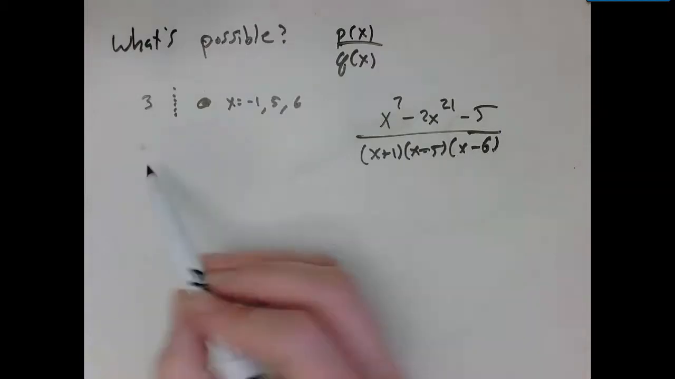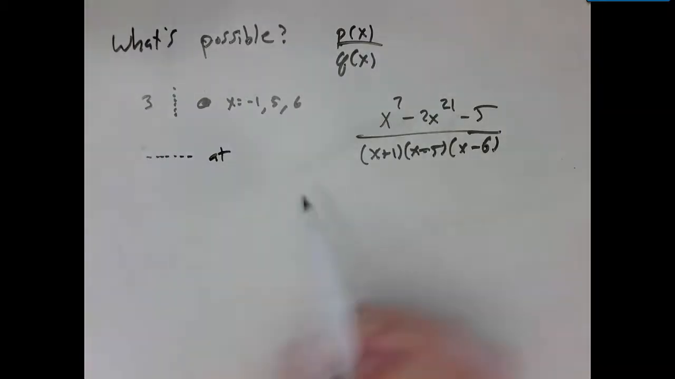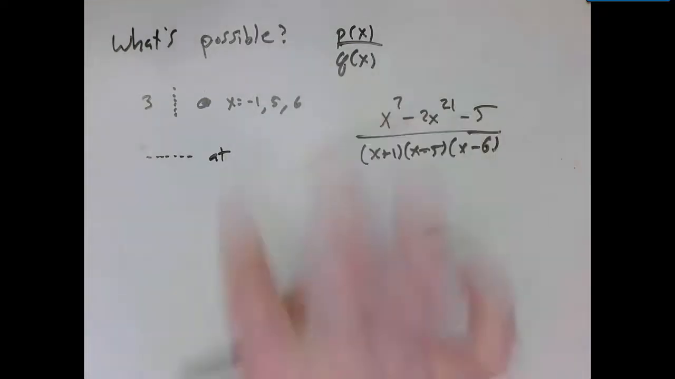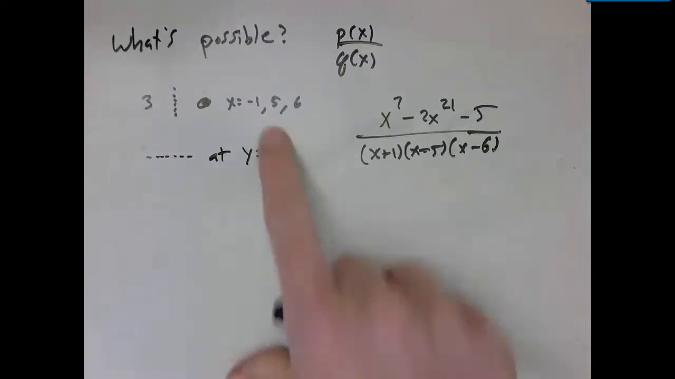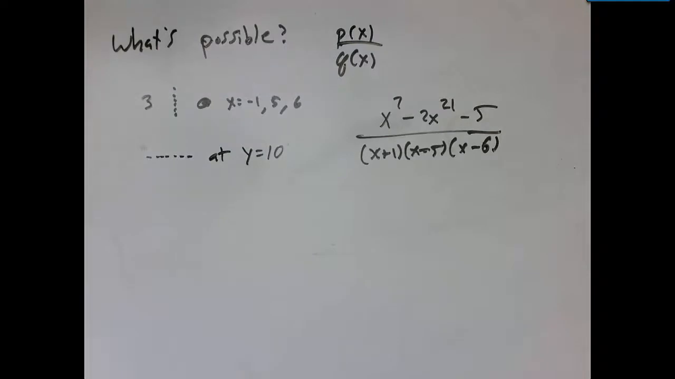What if I wanted to add the condition that there is a horizontal asymptote at x equals, why do I keep doing that? At y equals 0. No, actually, let's not do that. Let's do at y equals 10. Okay, well, so that's easy enough.